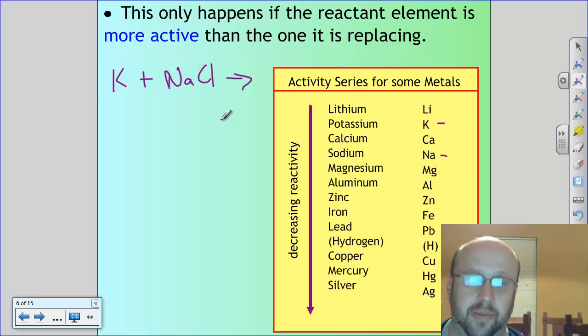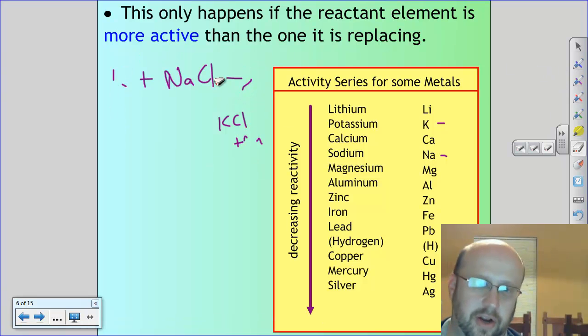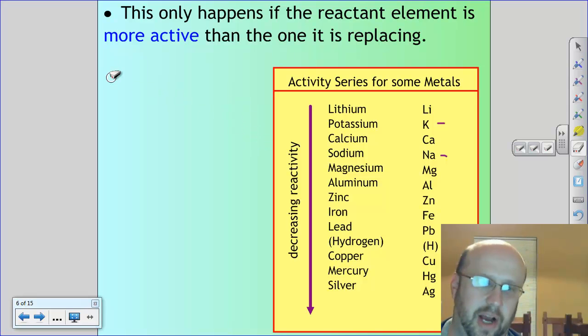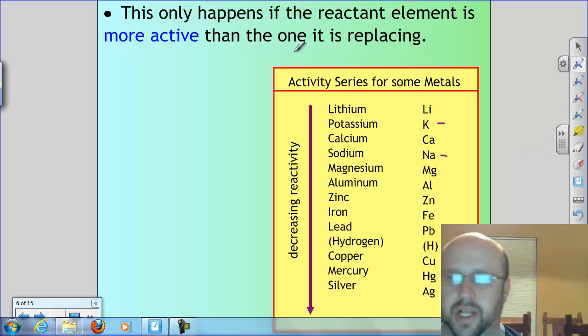And so if I had to predict products there, I would get KCl, and then Na would be the thing by itself. Now, this is not an exhaustive list. In fact, if you notice, everything on here with the exception of hydrogen is a metal, and hydrogen is kind of on the left side of the table anyway, so we often treat it like a metal.